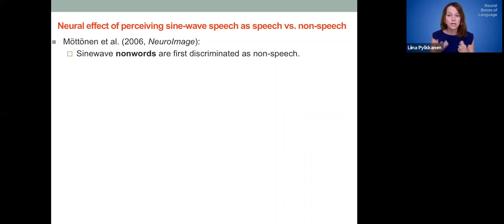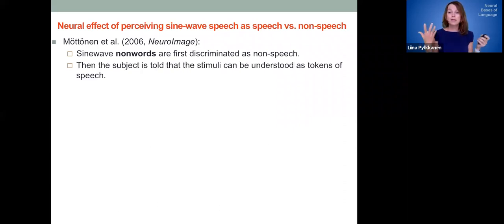So here we have sine wave versions of non-words like "mide" that are first discriminated. You have two different tokens, and you have to discriminate which one you are hearing. The subjects are first thinking that it's just non-speech, these weird computer sounds. And then they're told that actually those stimuli you can think of as speech. So they're a type of speech. Now you're in the speech mode.